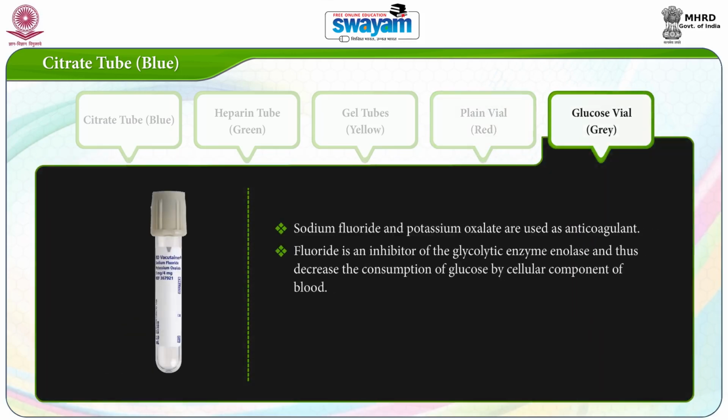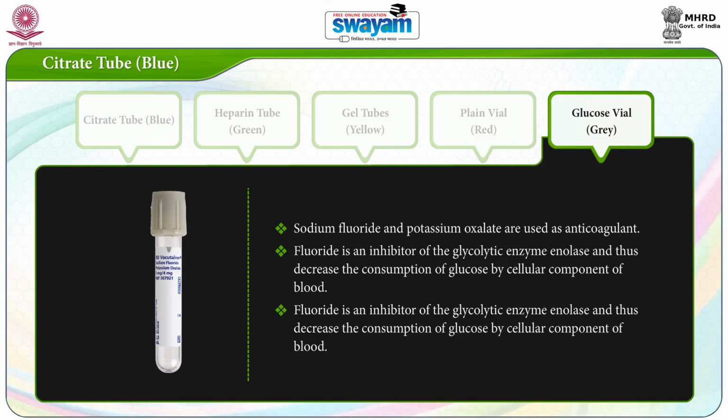Now comes the grey vial. This grey vial is specially used for estimation of blood glucose. Okay, it is used in the diagnostic laboratories for estimation of blood glucose. The grey vial contains sodium fluoride. Fluoride is an inhibitor of the glycolytic enzyme enolase.